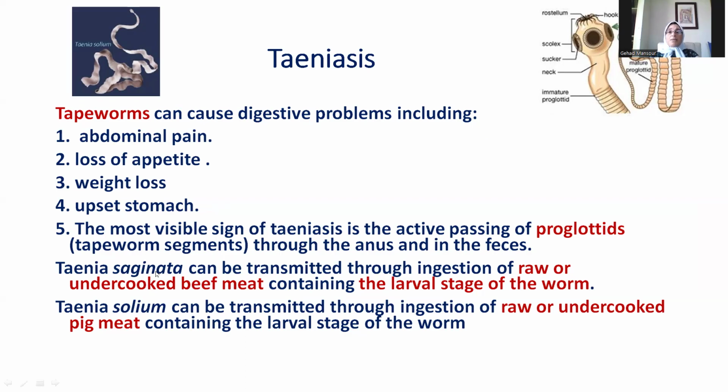How are they transmitted? Taenia saginata is transmitted via the ingestion of raw meat or meat that's not well done, because it would contain the larval stage of Taenia in those short segments of Taenia that are called the proglottids. So what are the proglottids? They are the tapeworm segments. Similarly, Taenia solium can be transmitted via raw pork that contains proglottids or the tapeworm segments that contain the larval stage.